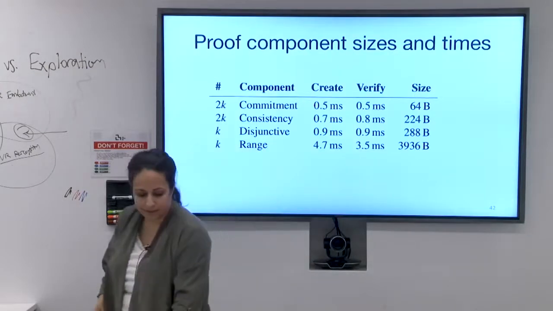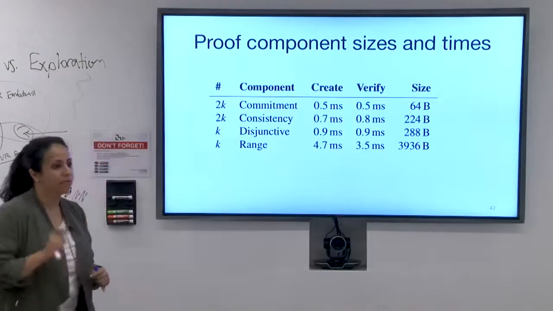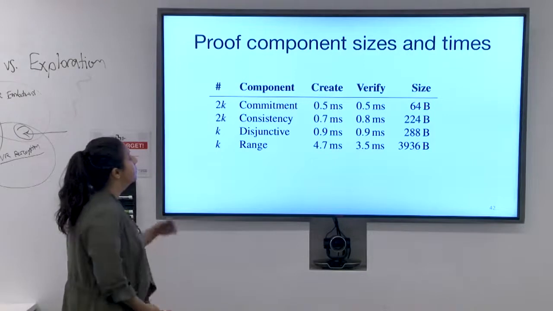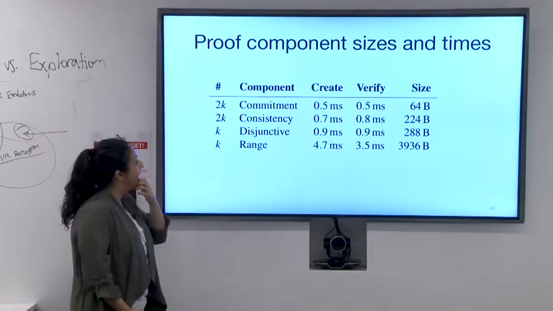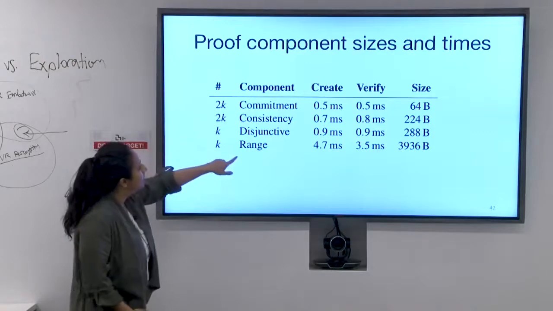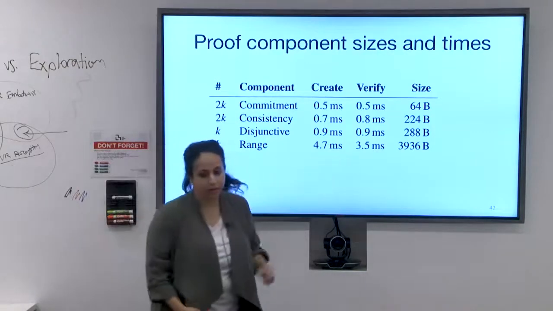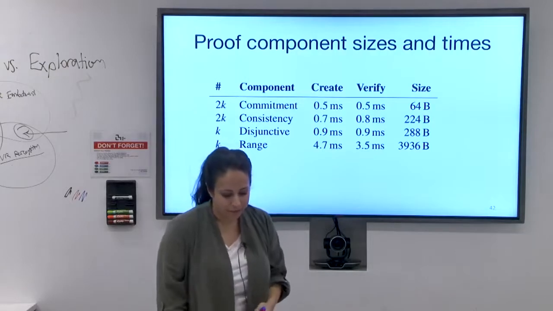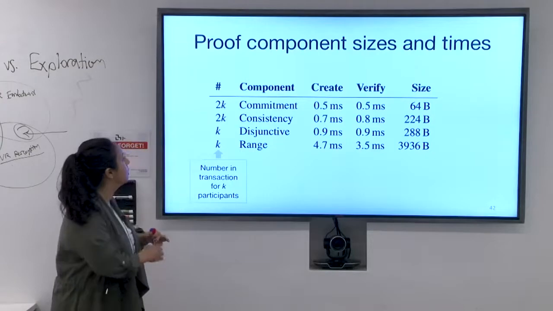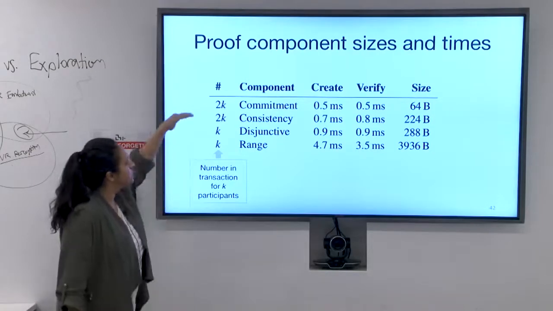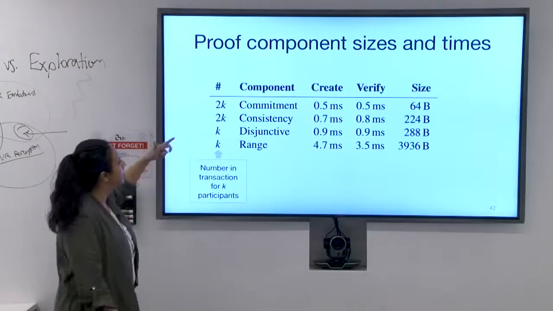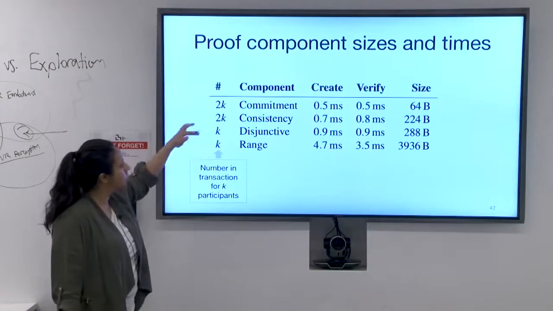This graph gives you an idea of how all of that cost breaks down. So these are the components in the proofs. And again, I think the thing to get from here is that range proofs are the entirety of the problem. So this is the number in a transaction for k participants. If this is each slot, there are 2 different commitments, the first commitment and then the auxiliary commitment. There's 2 different consistency proofs. There's a disjunctive proof and there's a range proof.